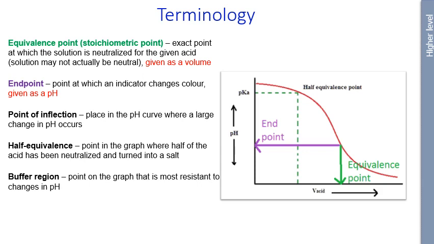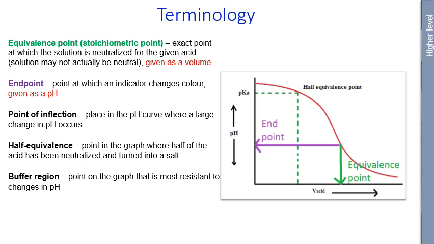Before we look at the titration curve, let's get some terminology out of the way. The first one is the equivalence point, and that's the exact point at which the solution is neutralized for the given acid. That's given as a volume, so that's when the amount of acid equals the amount of base. We also have the endpoint, and that's the point at which the indicator changes color, and it's given as a pH value. That's related to the equivalence point.